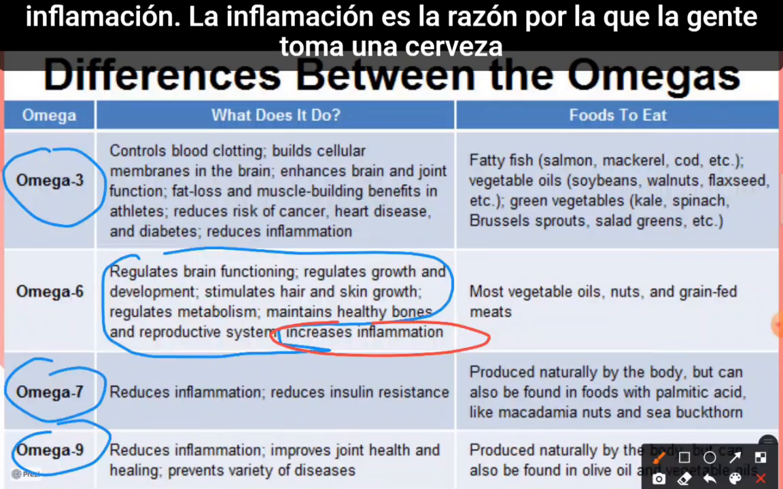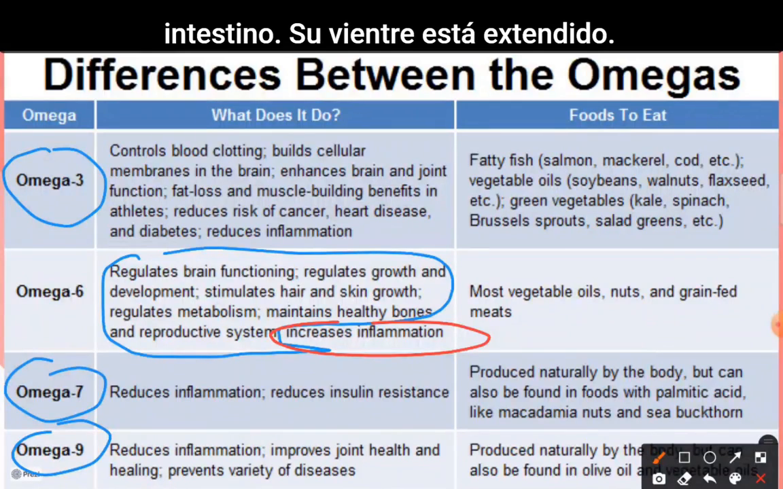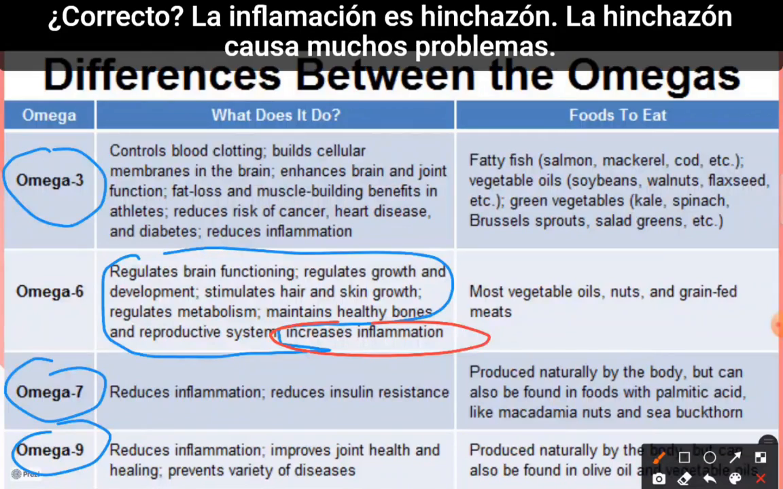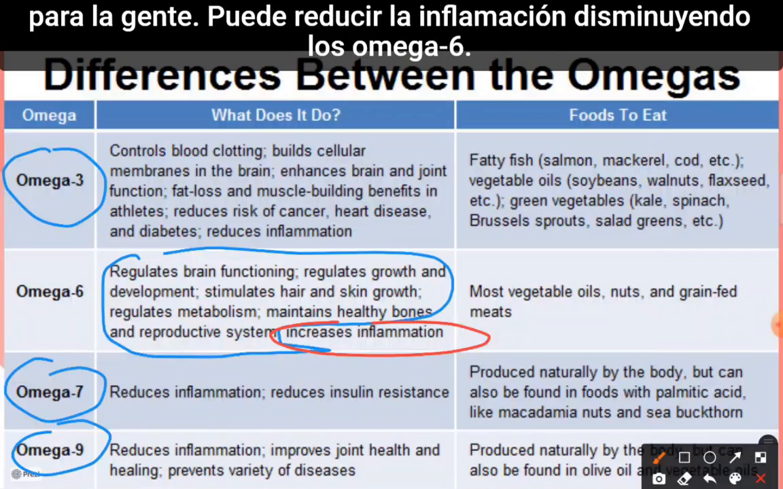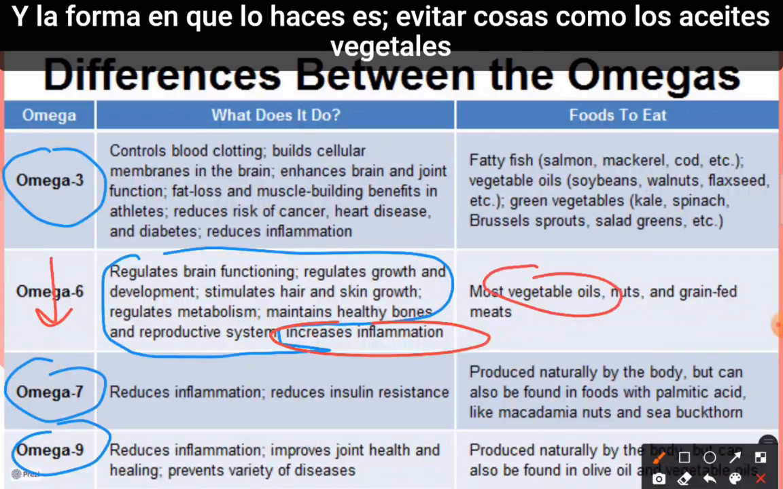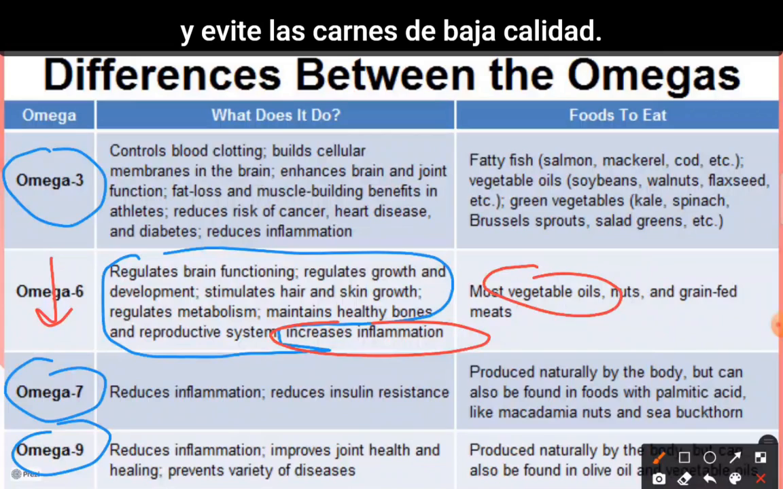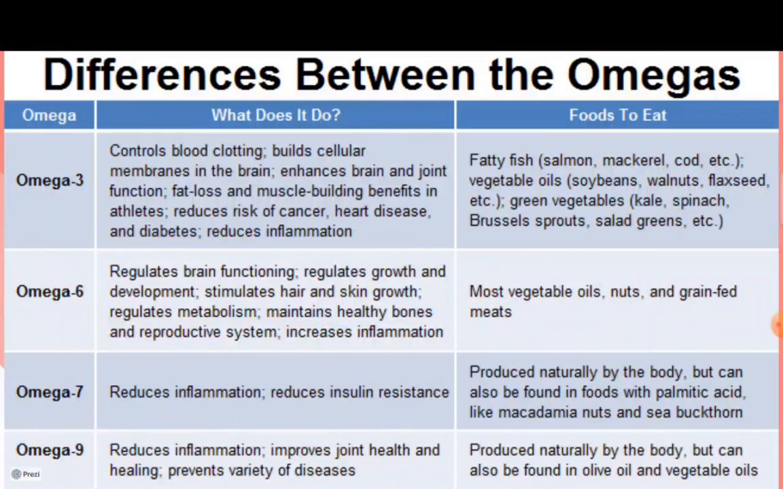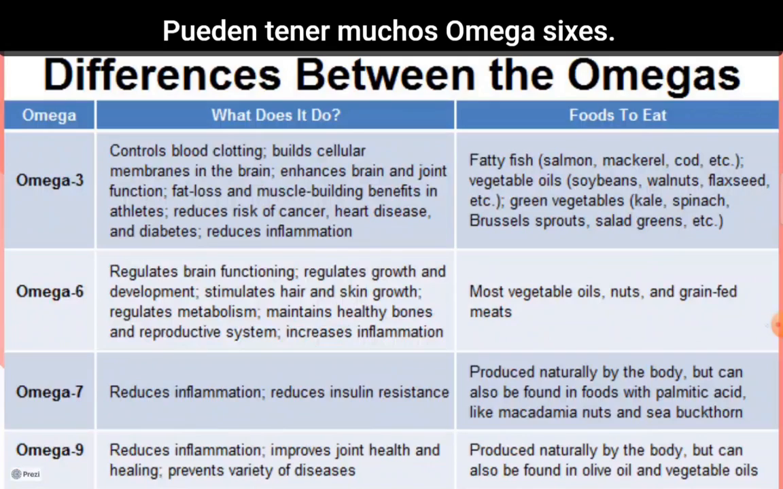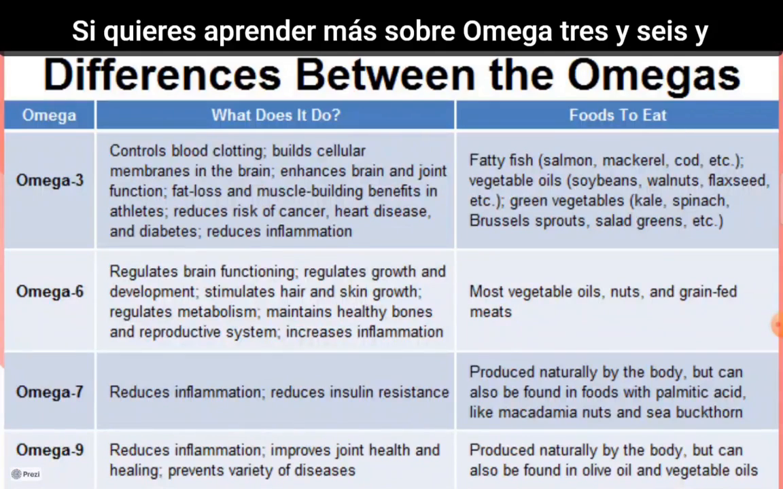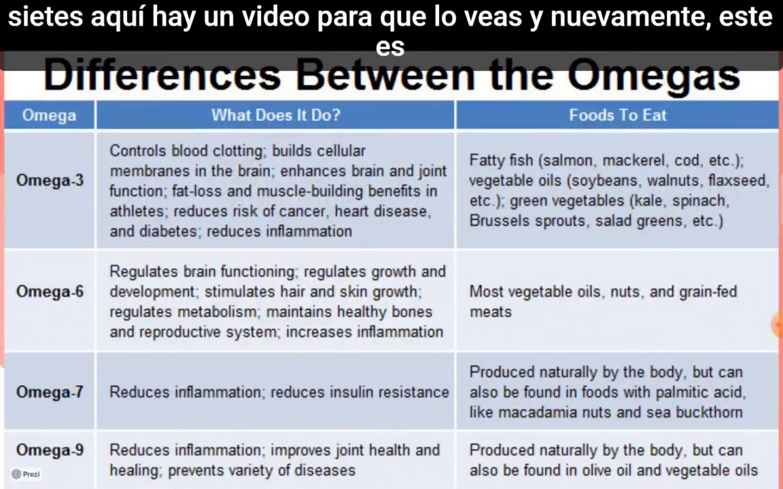Inflammation is like why people have a beer gut. Their belly is extended, right? Inflammation is swelling. Swelling causes a lot of problems for people. You can reduce inflammation by decreasing omega-6. And the way you do that is avoid things like vegetable oils and avoid low-quality meats. They can have a lot of omega-6s. If you want to learn more about omega-3s and 6s and 7s, here's a video for you to watch. And again, this is optional.